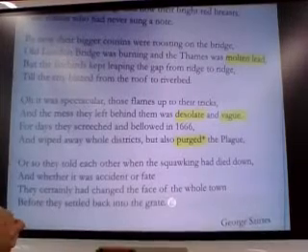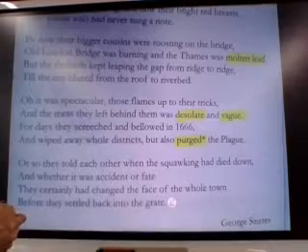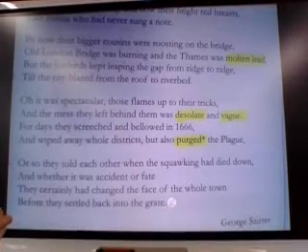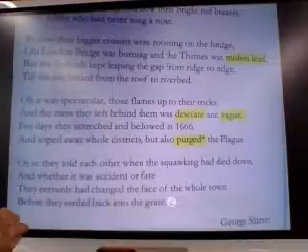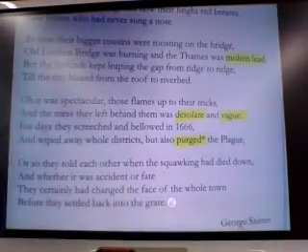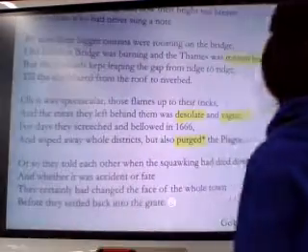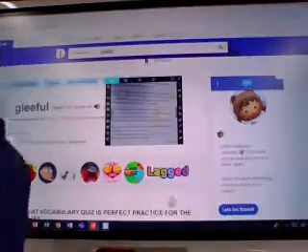Or so they told each other when the squawking had died down, and whether it was accident or fate, they certainly had changed the face of the whole town before they settled back into the grate. Okay, let's have a look at some of your questions then.